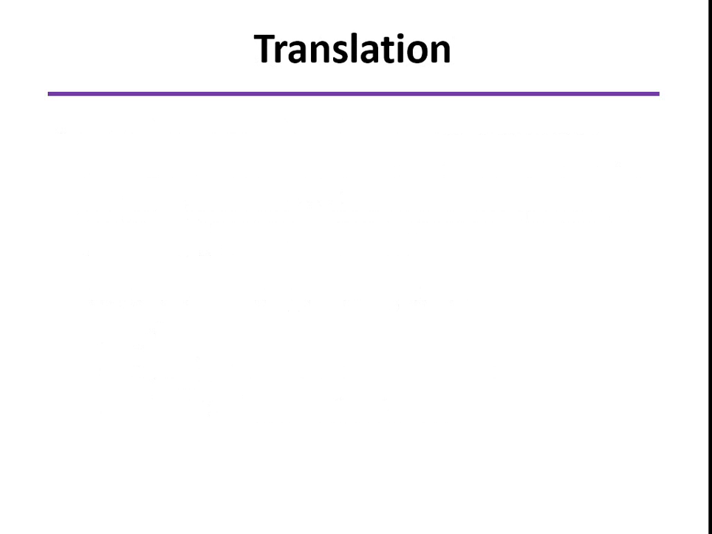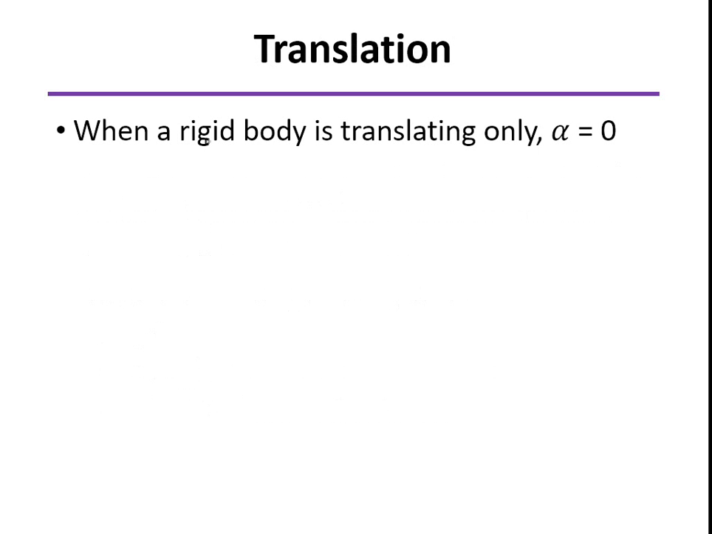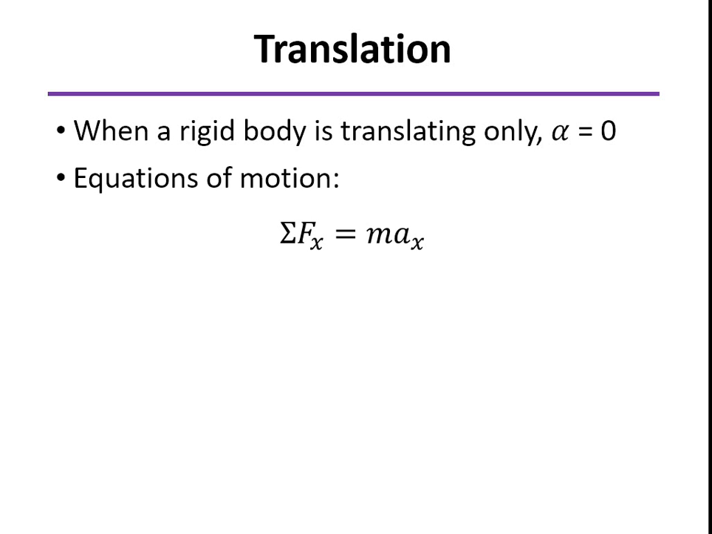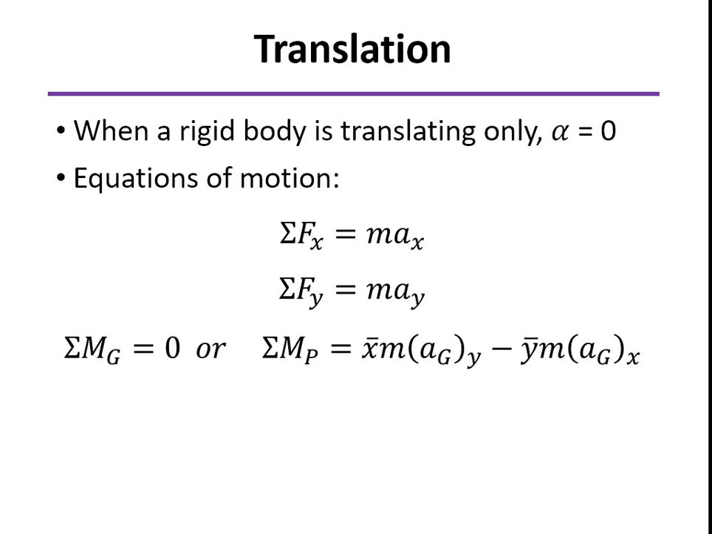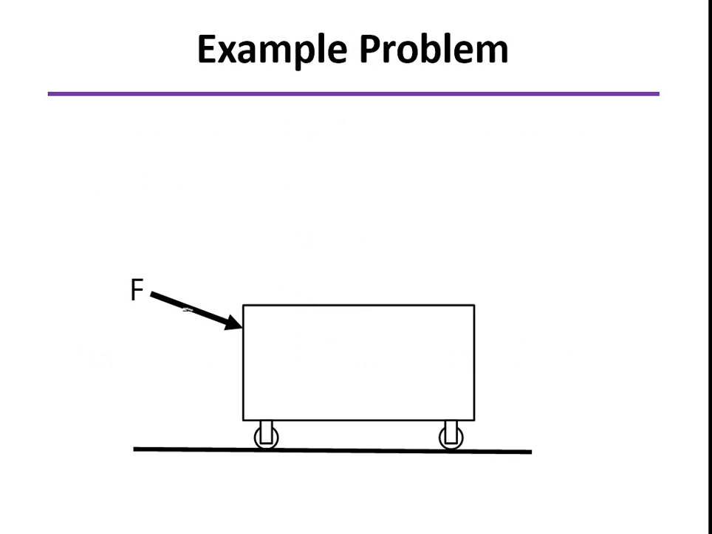Now, as I said, we're going to start with translation, which means that the angular acceleration is going to be equal to 0. So our equations of motion still have the sum of the forces x, sum of the forces y equal to the mass times accelerations. But now we can either sum moments about the center of mass and set them equal to 0, or sum them about any other point. But we still have these kinetic moments to worry about. So let's look at a typical example.